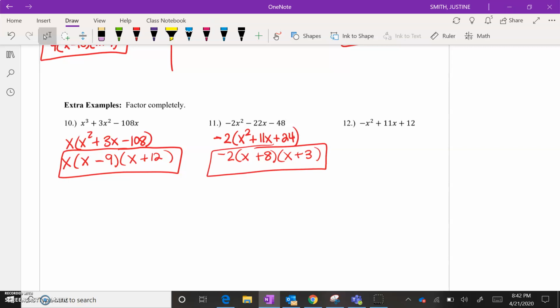And last one here. Again, I'm going to take out a negative 1 so I can make this first value positive. Now if I think what multiplies to a negative 12 and adds to a negative 11, we keep that negative 1 out there. And I know it's going to be a negative 12 and a positive 1.